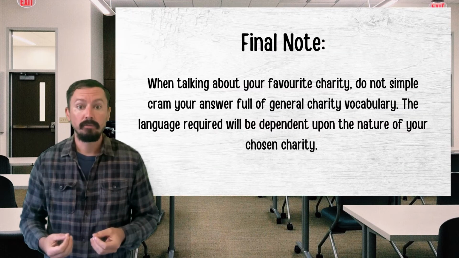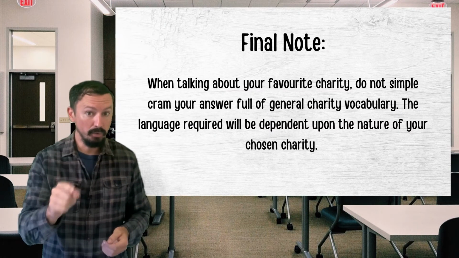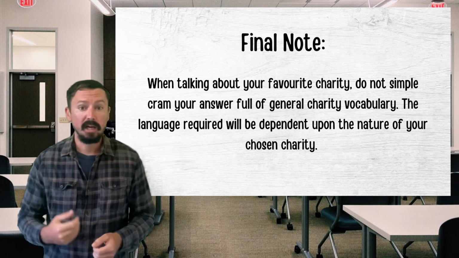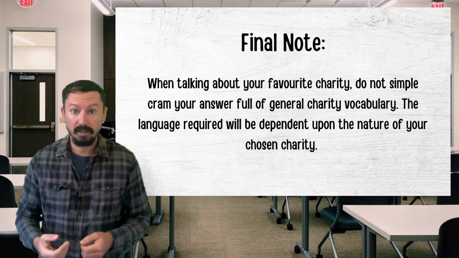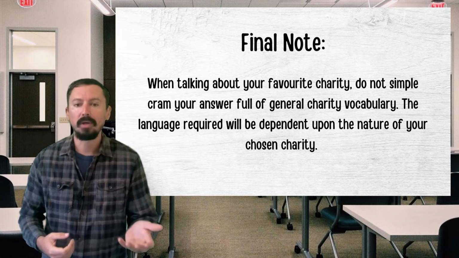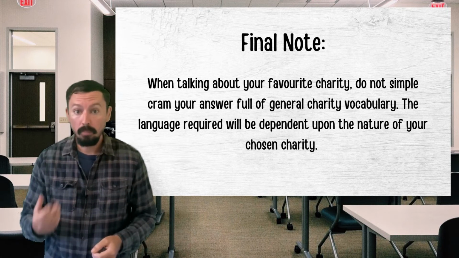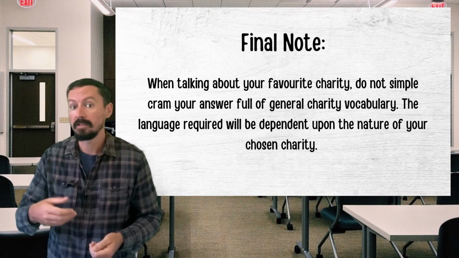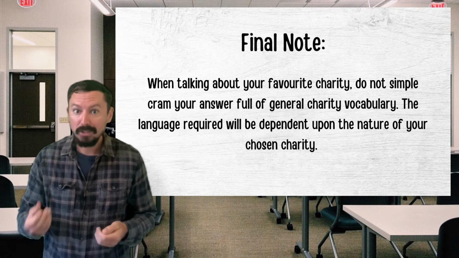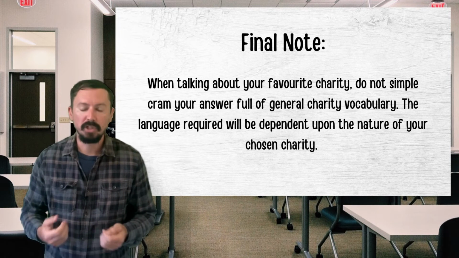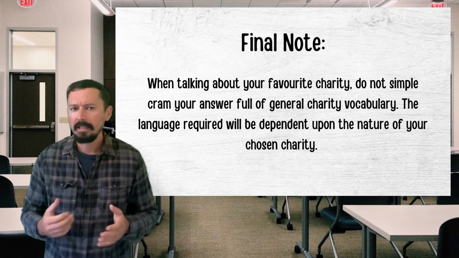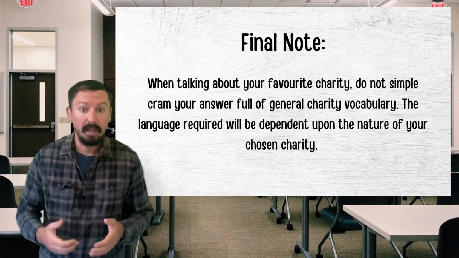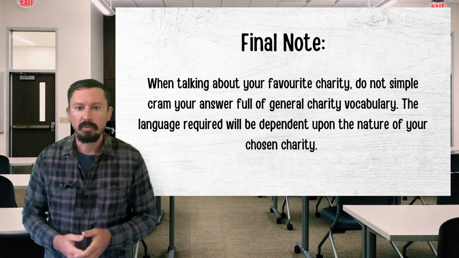Finally, please note that any IELTS Part 2 answer is going to involve vocabulary that is specific to the thing you choose to discuss. A charity that helps animals will involve different language from the ones that help people. Charities about women's issues will be different from ones about helping veterans, which will be different from ones about helping children. Make sure that you don't just cram your answer full of generic charity vocabulary, and instead use whatever language is specific and correct to give you the best description of your chosen charity.